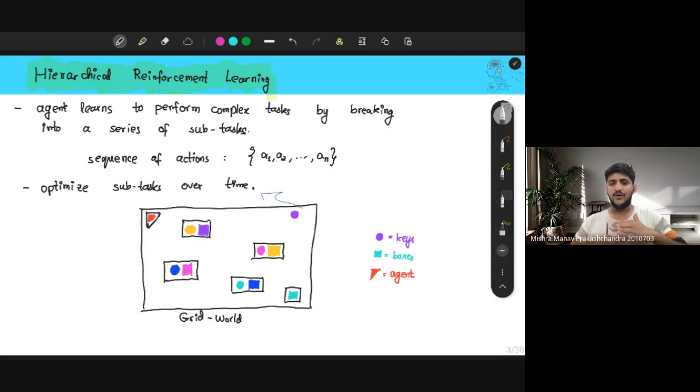Once I have broken it down into smaller problems, the first problem would be pick key purple. That can be done by a simple Q-learning algorithm. The agent can go to the purple key. Then my next step would be open this box. So that can be done. Once I have divided it into smaller sub-problems, my life becomes simpler, right? So that's one particular advantage that hierarchical RL provides.